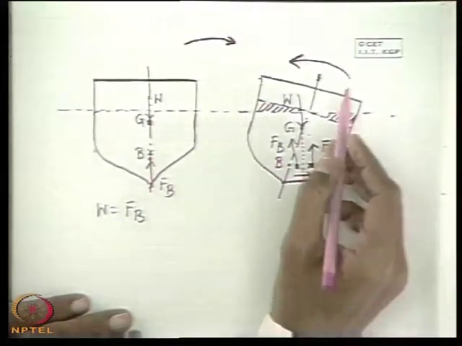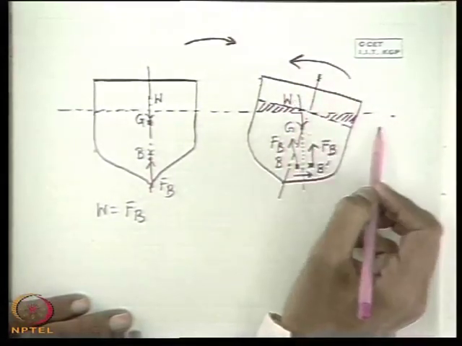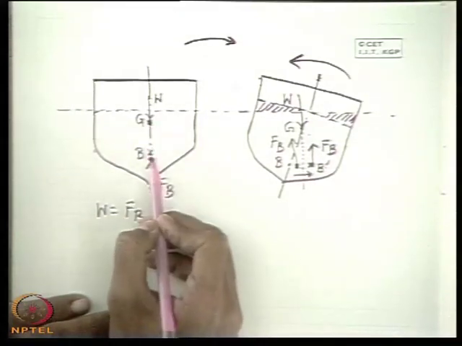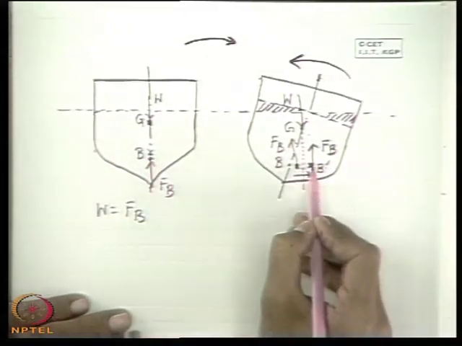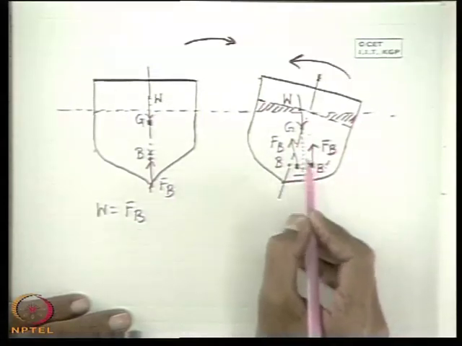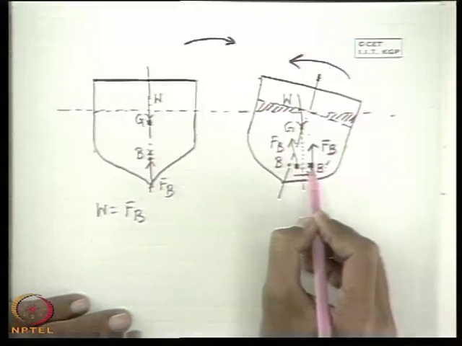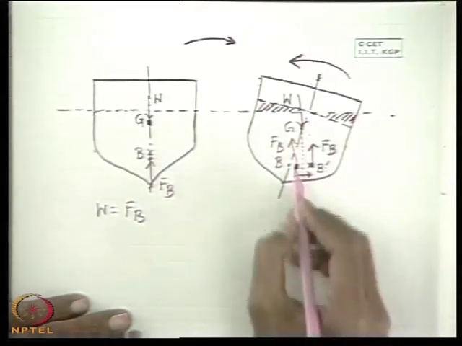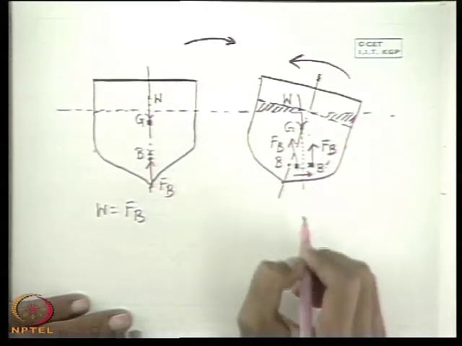That means whether there will be a restoring moment or an overturning moment is not conclusively decided by the position of G above B, but by the shifting of B with respect to G. If the shifting of B takes place such that it crosses this vertical line in that direction, then it creates a restoring moment. Otherwise, it creates an overturning moment. So this is the condition.